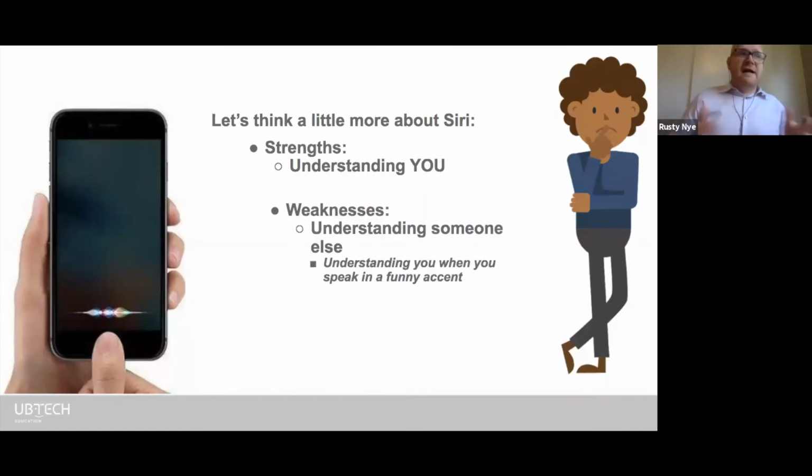In contrast, one of the weaknesses of Siri is understanding someone else. This means if Siri was not trained on another person's voice, then it may not understand that other person as much as it understands you. For example, you can try to mix up or confuse Siri by speaking in a funny accent. This is something students, of course, like to do.